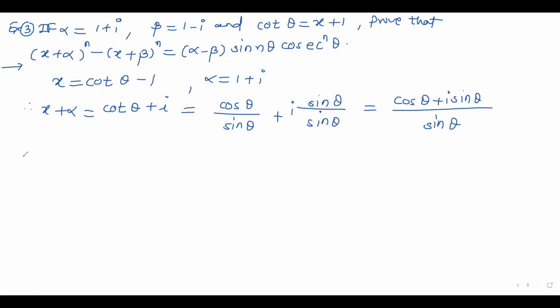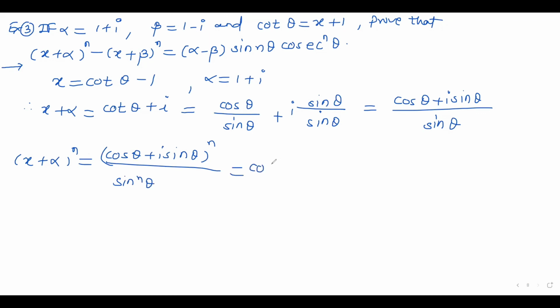अगर मैं इसका raise to n करता हूँ तो क्या बन जाएगा, x plus alpha raised to n. That will be nothing but numerator में cos of theta plus i sin of theta raised to n, और denominator में sin raised to n theta. 1 upon sin raised to n can be written as cosec raised to n theta, into cos of n theta plus i sin of n theta. क्यों? Because using De Moivre's theorem, right?